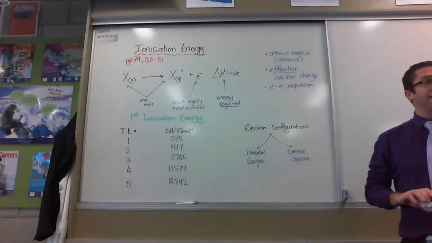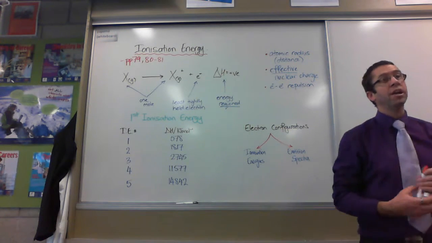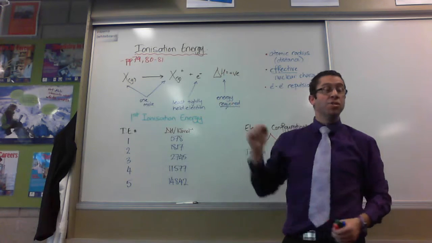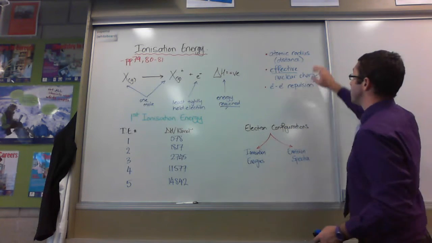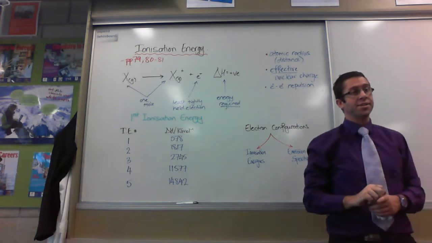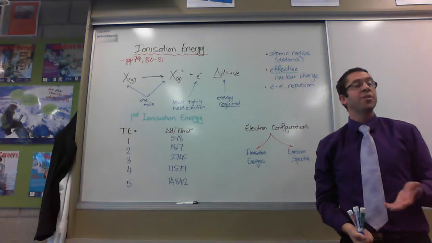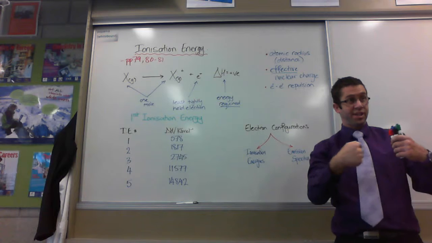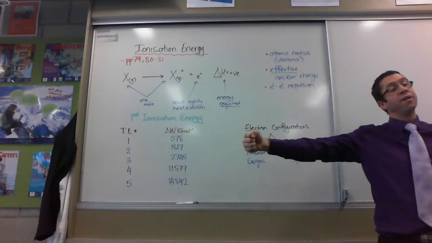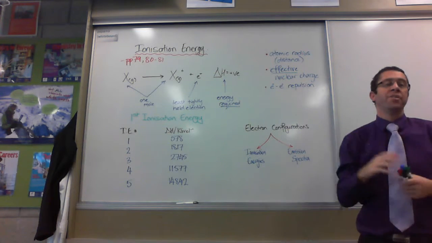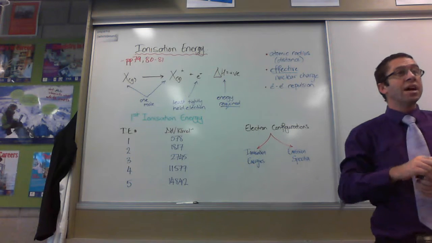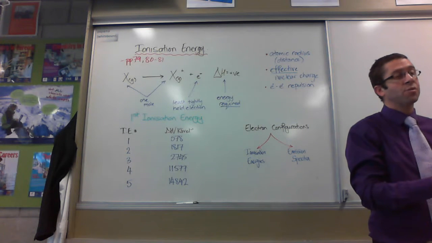There are 3 things that control how tightly these electrons are held. The first of those, not surprisingly, is atomic radius, because the closer to the nucleus, the harder it's going to be to pull away. Think of strong magnets. If they're close together, they're harder to pull apart than if they're quite far away. The analogy works perfectly well in this. The further away, the easier it is to remove.